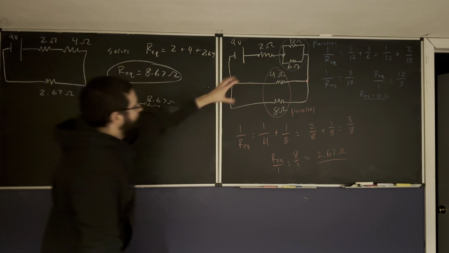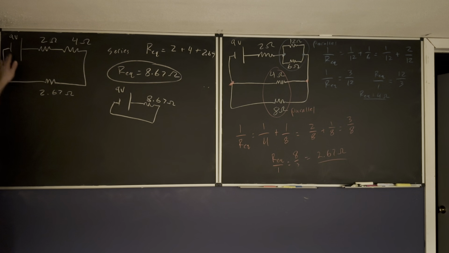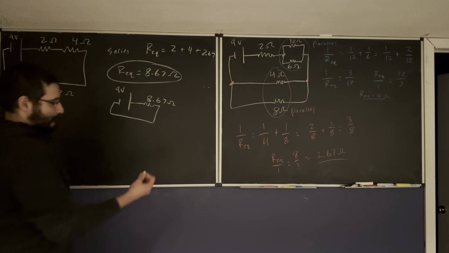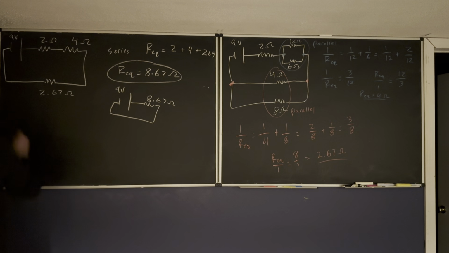After I simplified that, I ended up with this, and again, I have one continuous wire. There are no junctions, so you just add them up in series and that's it. Let's say that I wanted you to find the current through the battery.